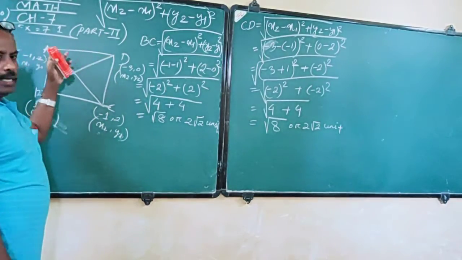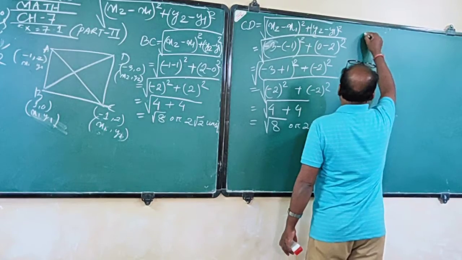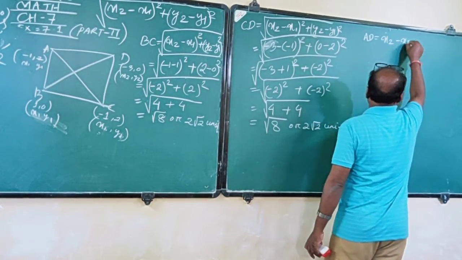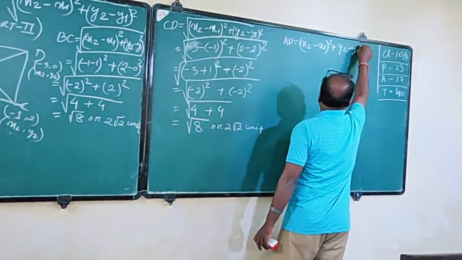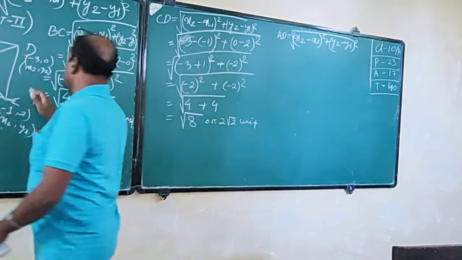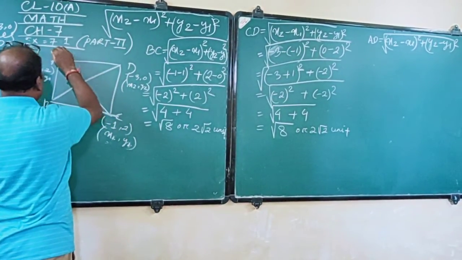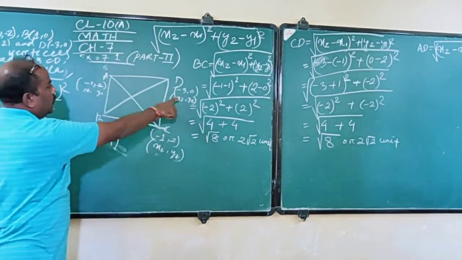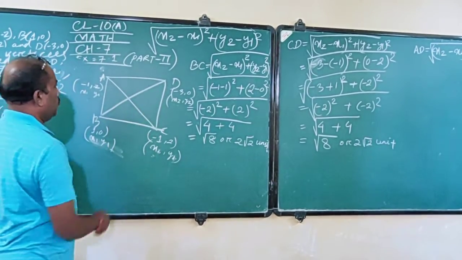What is left now? AD. Again we will go to AD. AD equal to again square root of (x2 − x1) whole square plus (y2 − y1) whole square. So now we have to change here. This is x2, y2, suppose. This is AD. This is already x1, y1, and this is suppose x2, y2 we are taking. Now we can check by putting the values for AD.